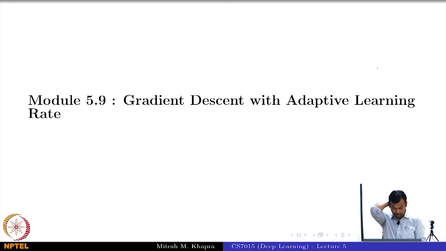Okay, so finally we come to the more interesting part. In this module, we'll look at gradient descent with adaptive learning rate. First we'll see the motivation or intuition for why we need this. And once we get the motivation, I believe the rest should be straightforward.